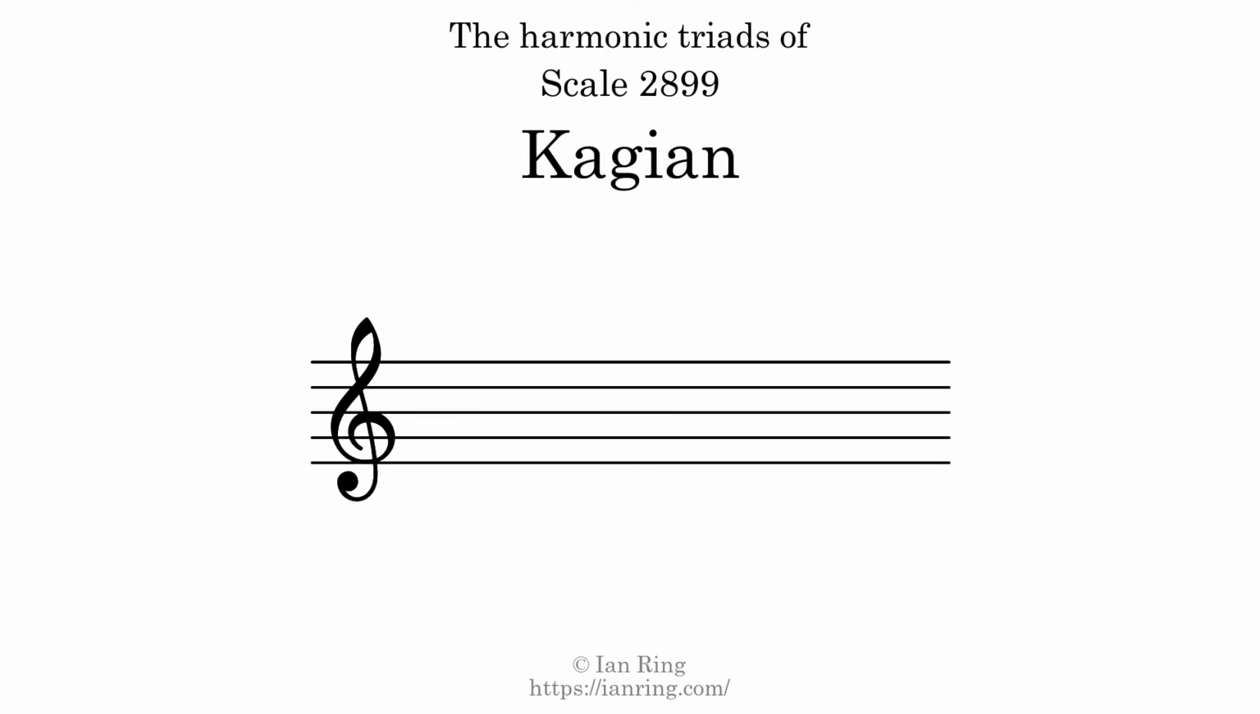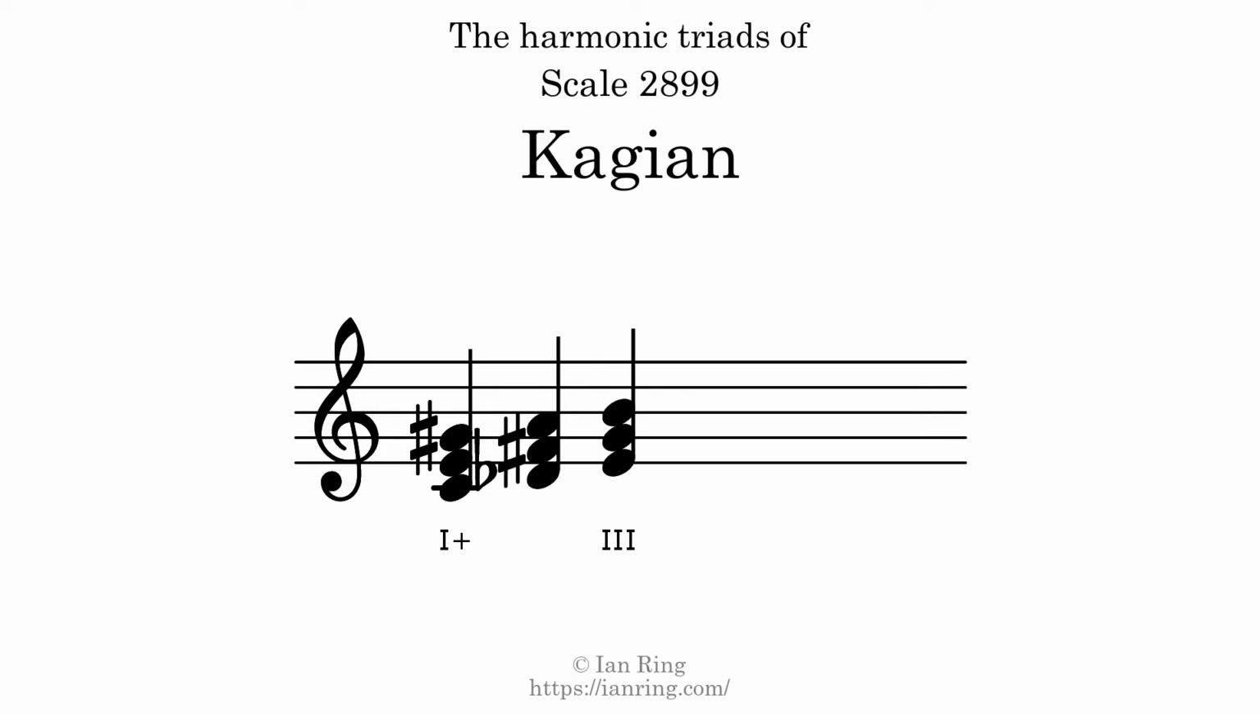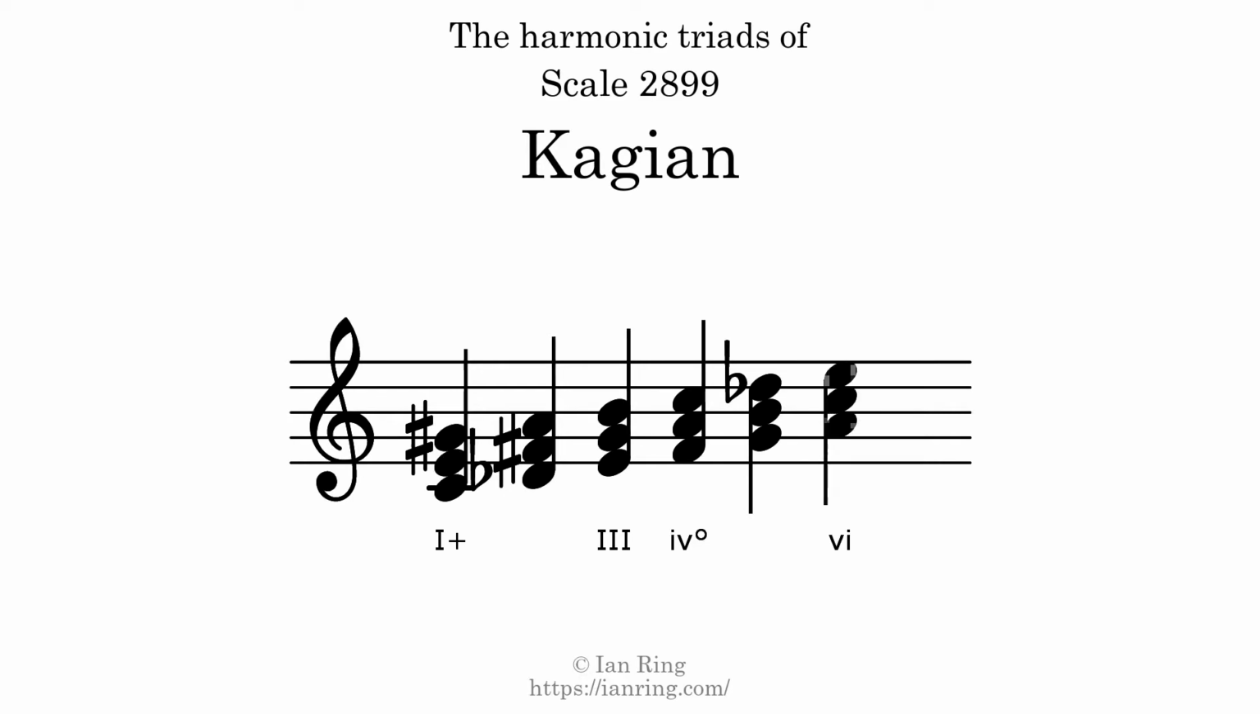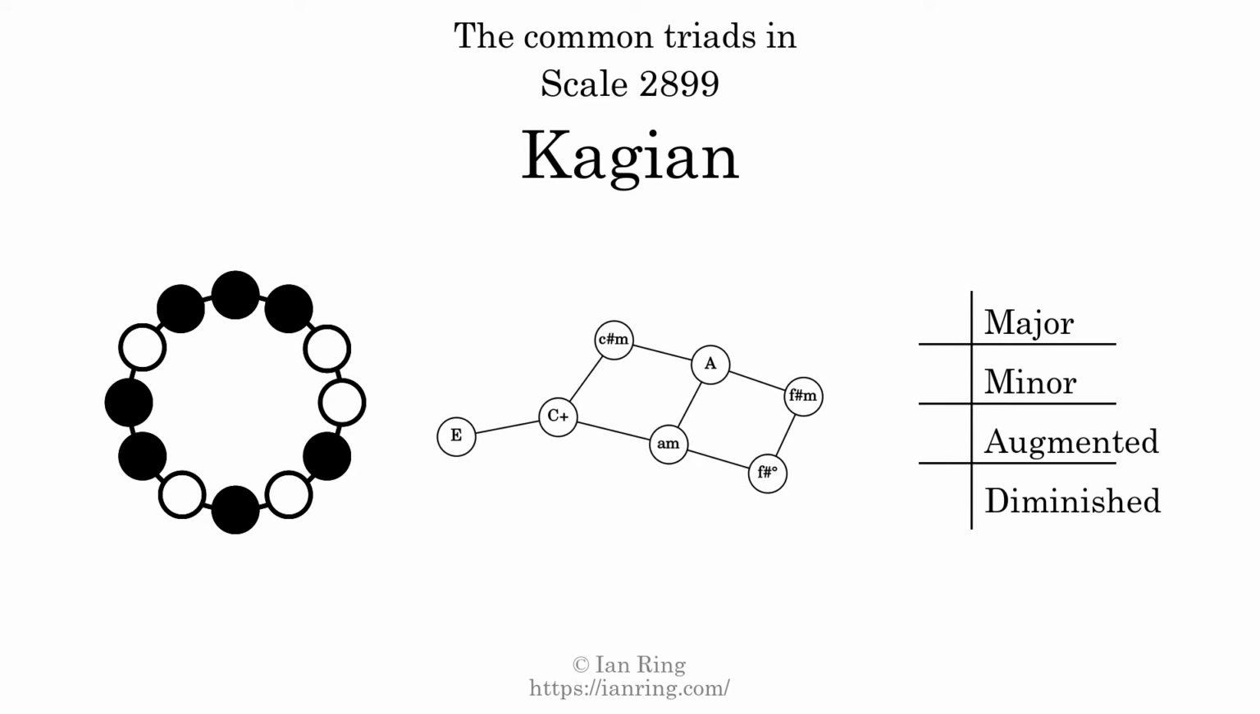10110100100011. Here are the harmonic triads present in this scale. Augmented, unnamed, major, diminished, unnamed, minor, sus2. Here are the common triads present in this scale. The diagram in the center is a graph of parsimonious voice leading between triads.